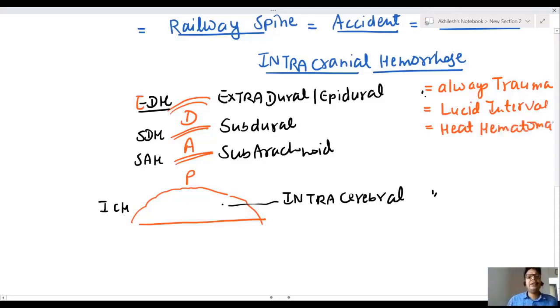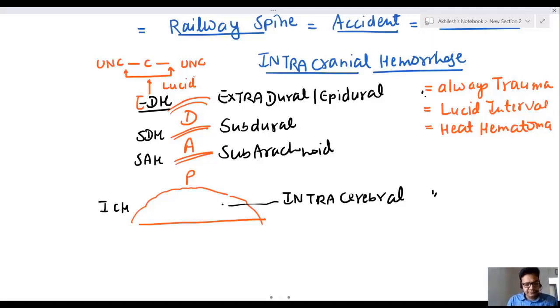First, lucid interval we discussed in forensic psychiatry. But sir, this lucid interval is different. What is lucid interval of epidural hemorrhage? The person is unconscious, then becomes conscious, then again becomes unconscious. This phase of consciousness between 2 phases of unconsciousness is lucid interval.